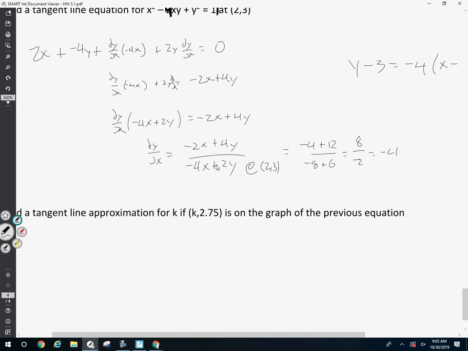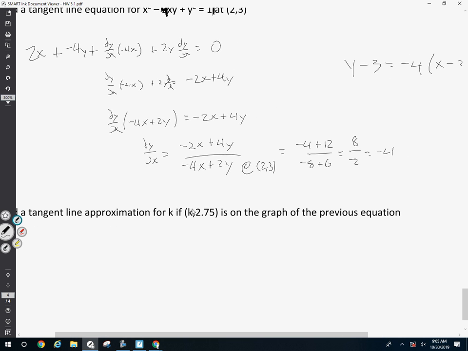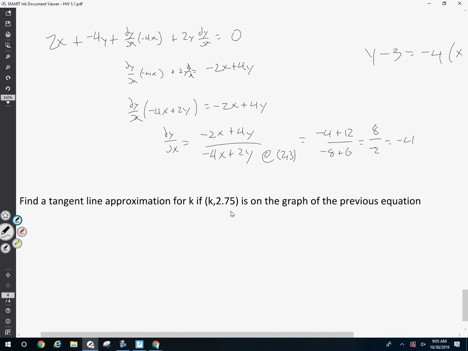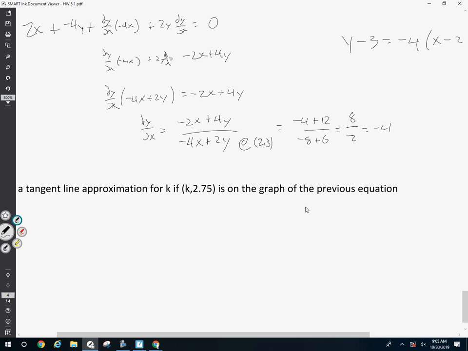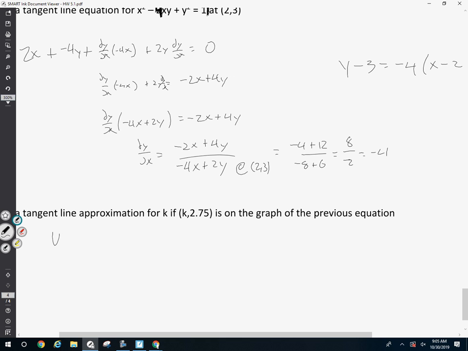All right, find the tangent line approximation for k, comma 2.75, if that's on the graph of the previous equation. So I'm going to use y minus 3 equals negative 4, x minus 2 to approximate x squared minus 4xy plus y squared equals negative 11 around 2, 3.